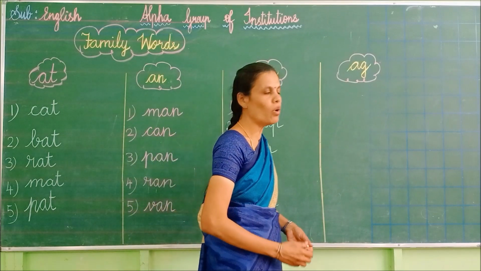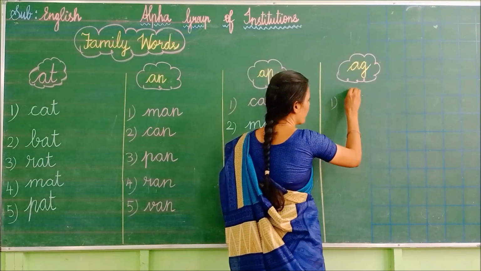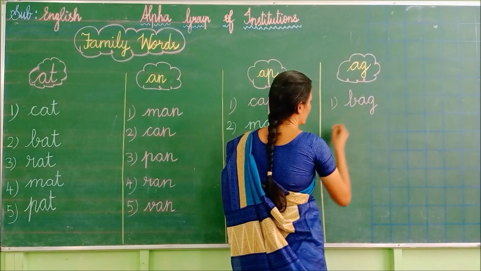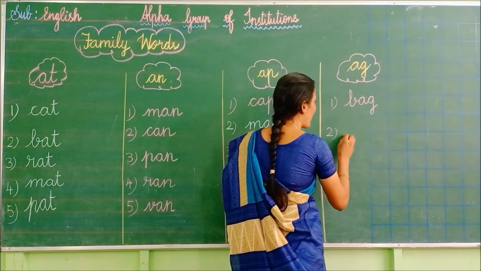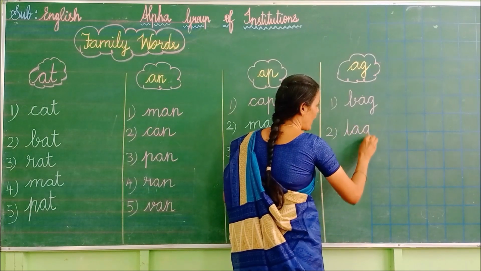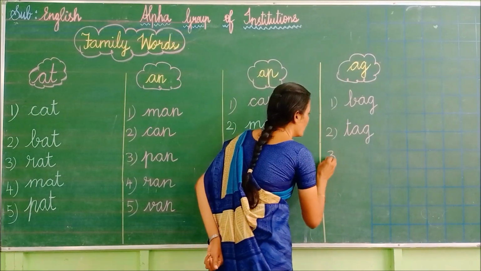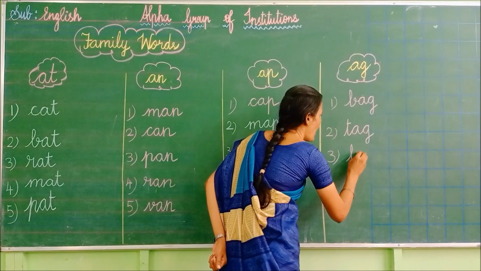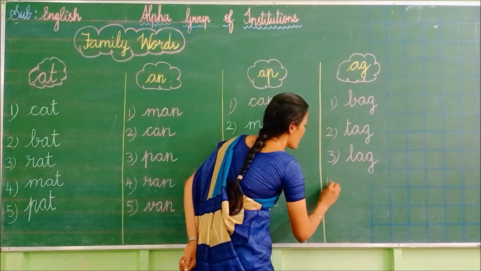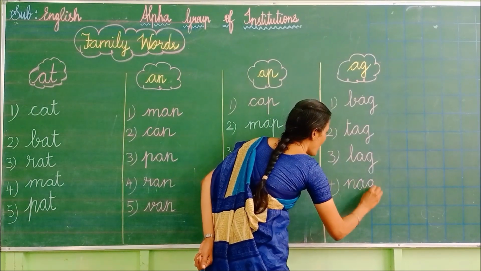Now we'll move on to the ag words. First one. Bag. Second one. Tag. T, ag, tag. Next one. Lag. L, ag, lag. Next one. Nag. N, ag, nag.